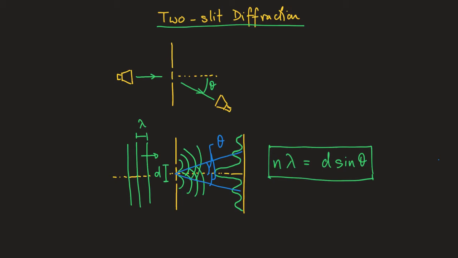If we define theta to be the locations where we get maxima, then it turns out that the maxima obey what's called the two-slit diffraction formula. So theta is the angle at which the maxima occur, d is the slit spacing, lambda is the wavelength, and n is the order of the maximum. So this is n equal to 0, this is n equal to 1, n equal to 2, etc.